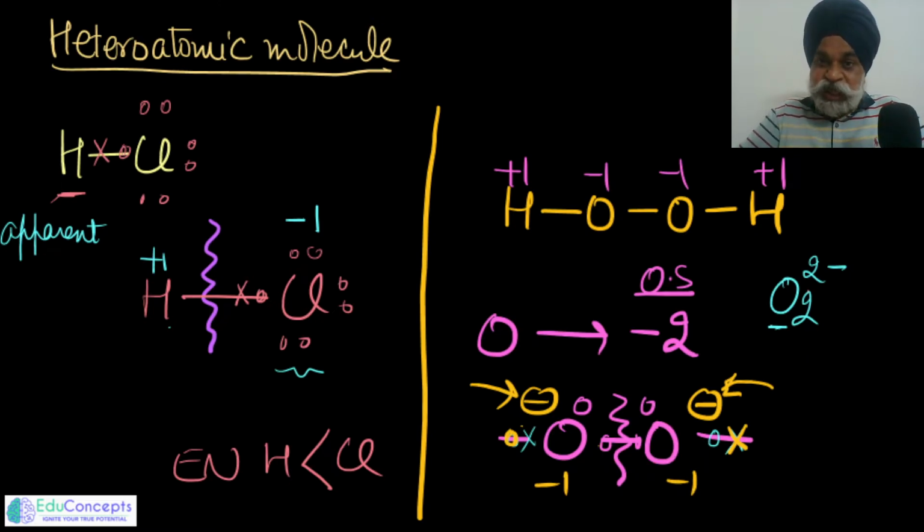And if you go with the formula, what we used to say, 2x, the oxidation state of oxygen we wanted to find out is -2, x comes out to be -1.